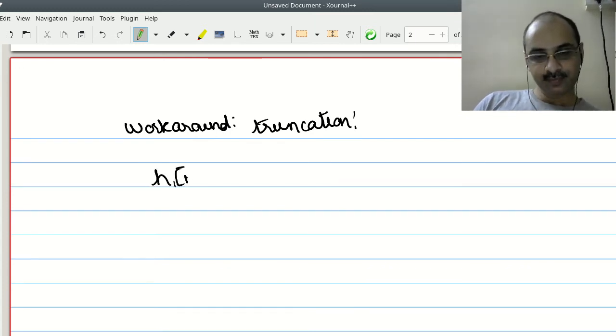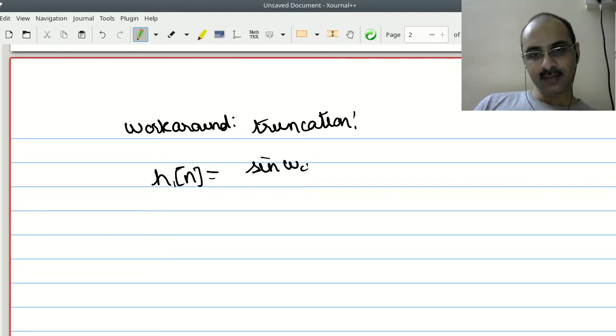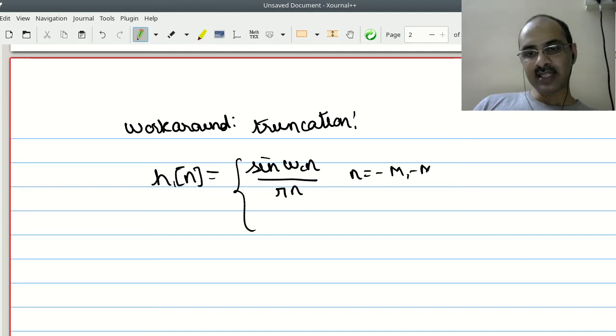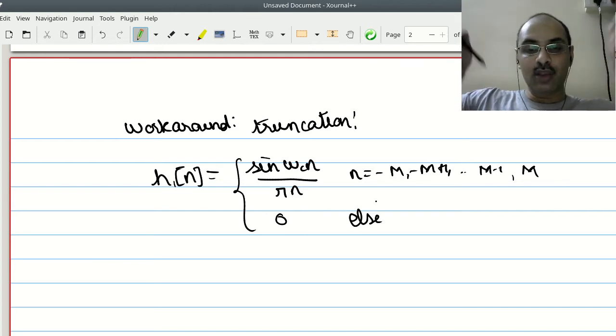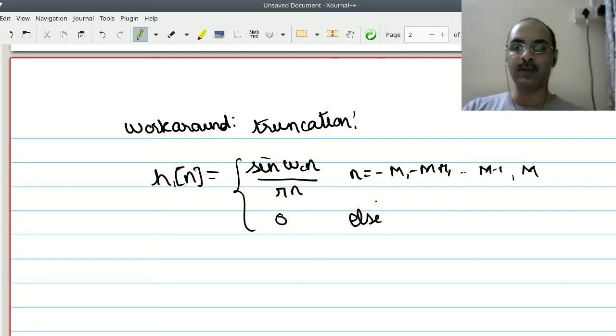h1[n] as sin(ωc n)/(πn) for n between −M+1 and so on up to M−1 and M. That is, for 2M+1 points, it is matching h[n], and 0 for all other n. So you are essentially chopping it to be only between −M and M, hoping that it will do a job. It will do its job very well.